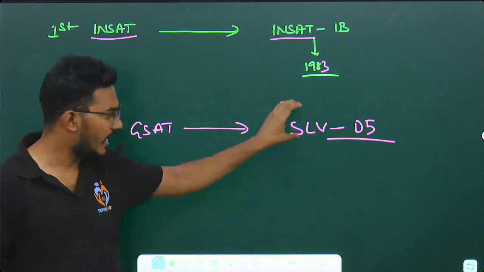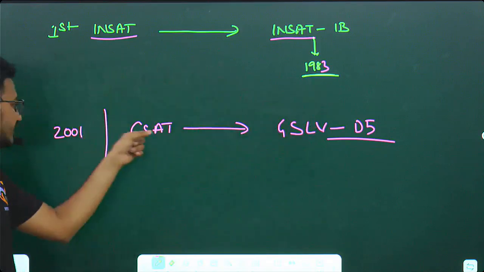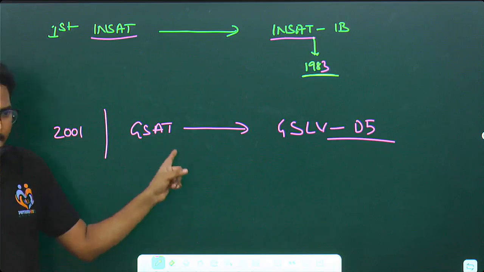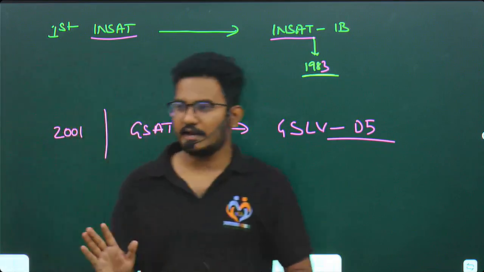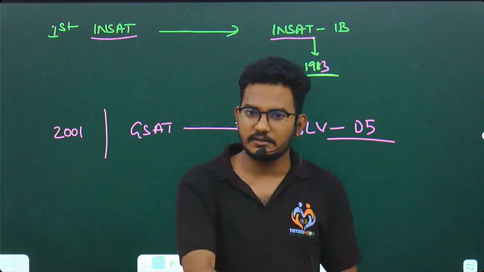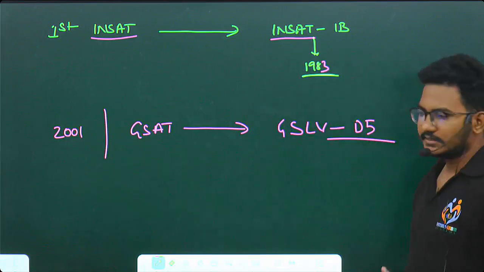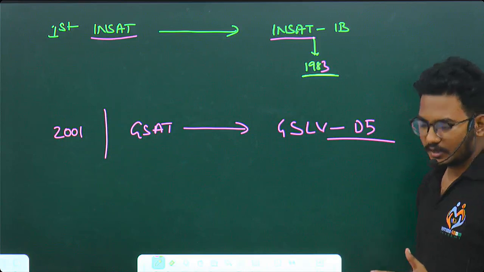So this is our technology, our launching vehicle. Using this vehicle we are launching, so we will call this GSAT. Understood? INSAT is using foreign technology. If you are using indigenous technology, then we'll call this GSAT. Clear? Satellites, we have seen how many types of satellites?